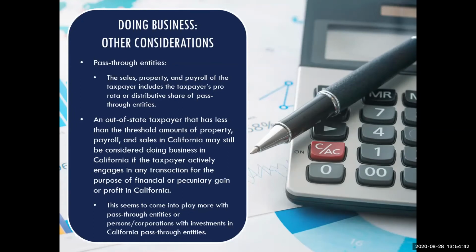Another thing to think about is, and this is where California always gets gray and is hard to figure out, as I put in here, another bullet says that an out-of-state taxpayer that has less than the threshold amount for property, payroll, and sales in California may still be considered doing business in California if the taxpayer actively engages in any transaction for the purpose of financial gain or profit in California. This is a hard one to figure out. Again, I think a lot of it comes into play when you have entities that own a lot of interest in investment partnerships. If you've got multi-tiered partnerships, who's considered doing business, who's on the hook for $800.